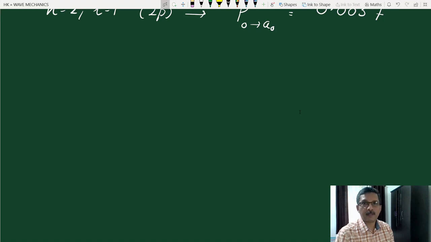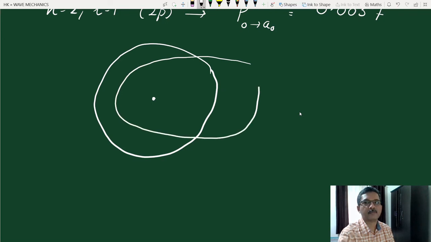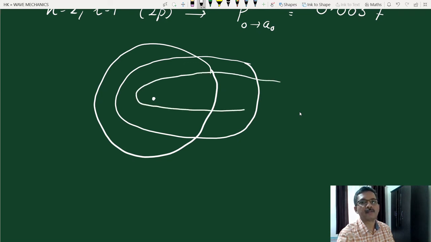So for a given energy, different types of orbits are possible. For example, for the same energy, the orbit of the planet can be nearly circular, as in the case of the Earth, if this is the position of the Sun. Or it can be an ellipse, a larger ellipse, or a more elongated ellipse. Or it can be a highly elongated ellipse like this, as in the case of a comet.